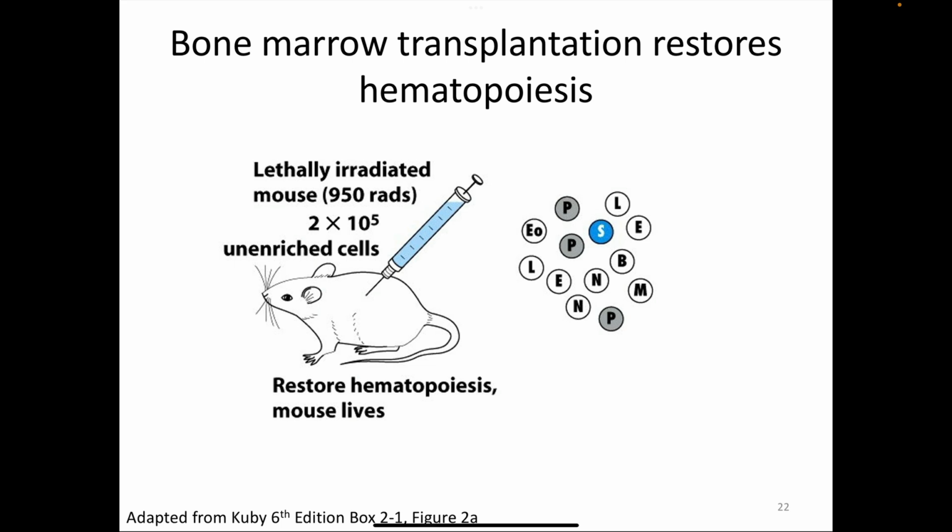And what we can do with our mouse is give our mouse some bone marrow cells. You can see that the bone marrow actually has a mixture of a lot of cells. So we've got some eosinophils and some erythrocytes and some lymphocytes and a bunch of stuff and some stem cells. There's the one little stem cell right there. And we can give that bone marrow to the mouse, and the mouse will live happily ever after.